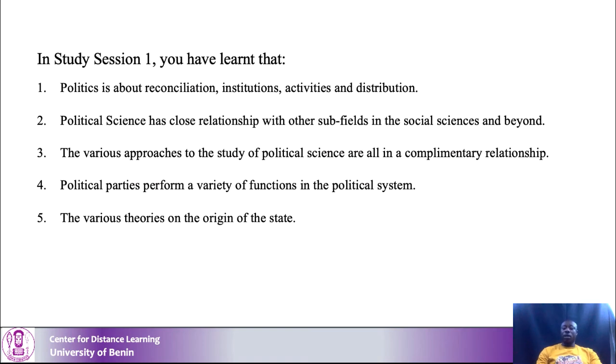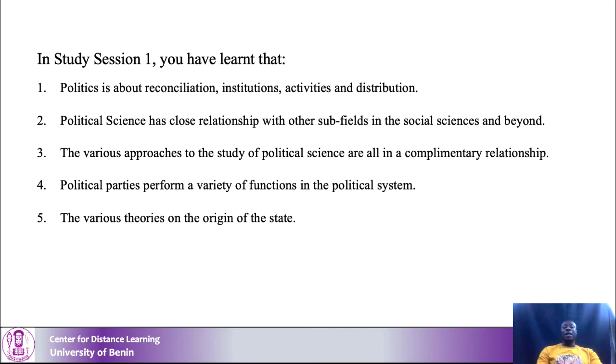is that, number one, politics is about reconciliation, institutions, activities, and distribution. Number two, that political science has a close relationship with other subfields in the social sciences and beyond. The various approaches to the study of political science are all in a complementary relationship. Of course, it's symbiotic, that all the various approaches complement each other in an attempt to put forward an achievable approach to our understanding of the study of political science.